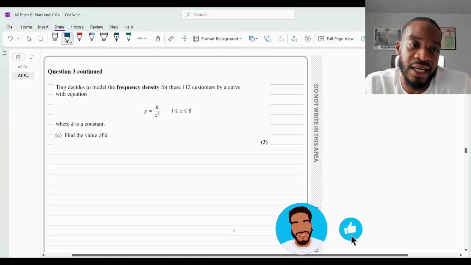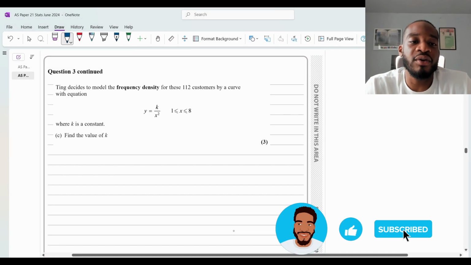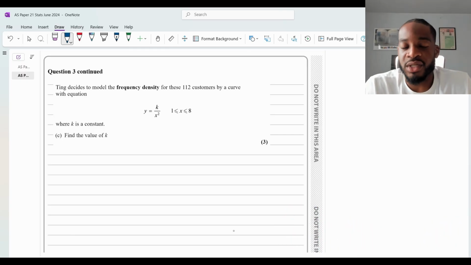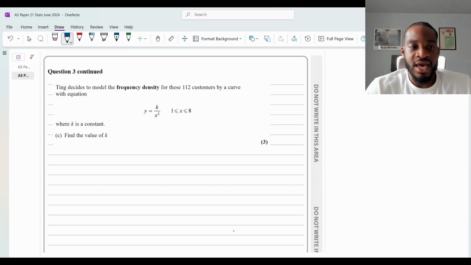Okay, so part C. Ting decides to model the frequency density for these 112 customers by a curve with equation y equals kx squared, where x is between 1 and 8, where k is a constant. Part C says find the value of k for 3 marks. Now, whenever they ask you to find a letter, a variable, a constant, some sort of letter, you need to form an equation. That's the main thing that you need to be thinking of. Can I create an equation somewhere, somehow?